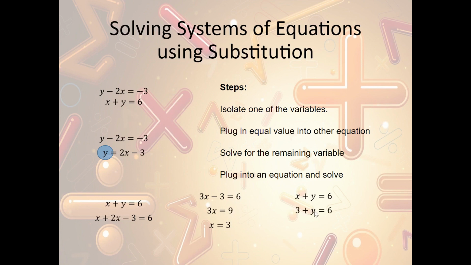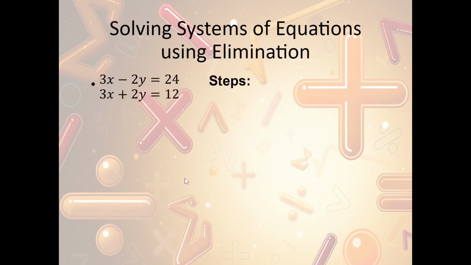So I get 3 plus y is equal to 6. Subtract 3 from both sides to get y by itself. And I get 6 minus 3 is 3. So x is 3 and y is 3. Now let's talk about how we can solve this without having to graph.